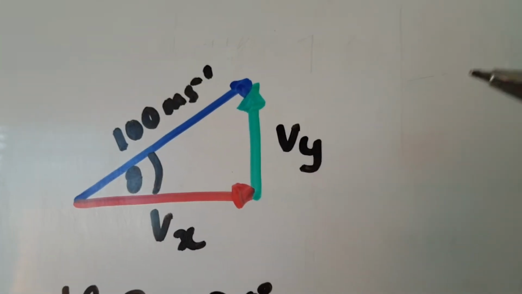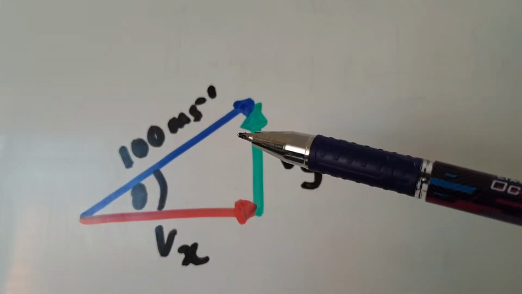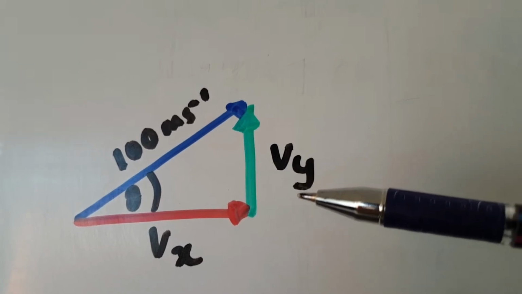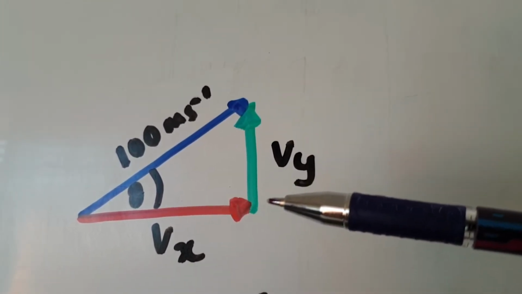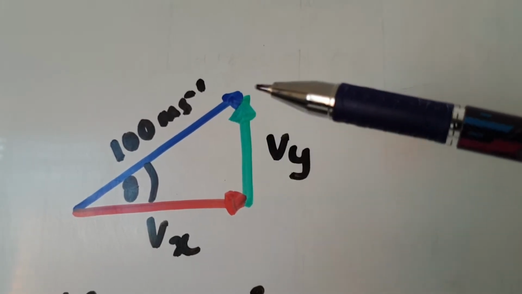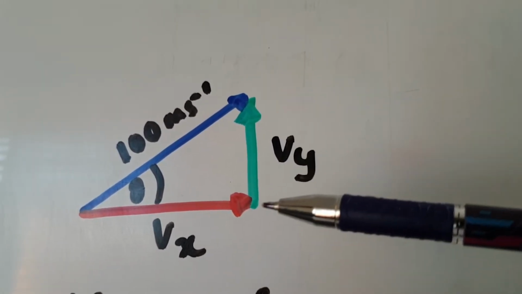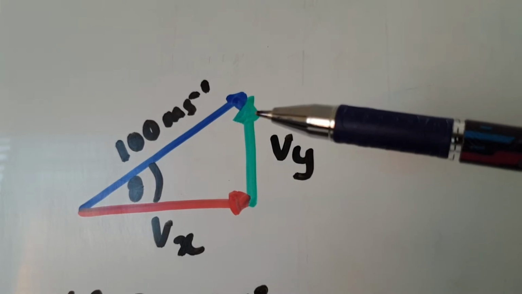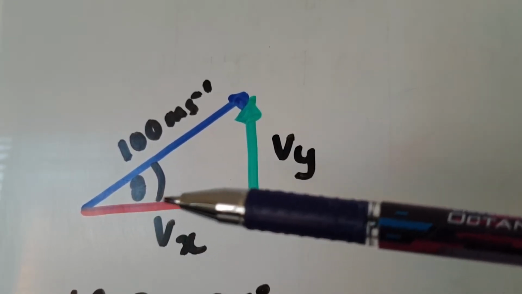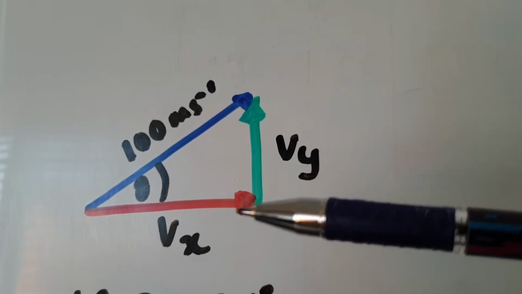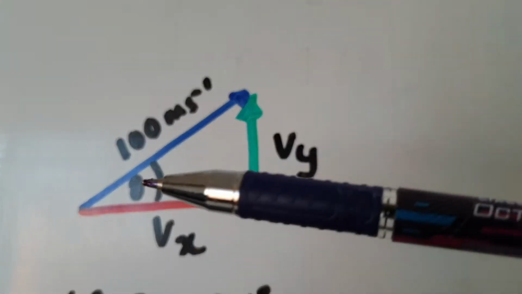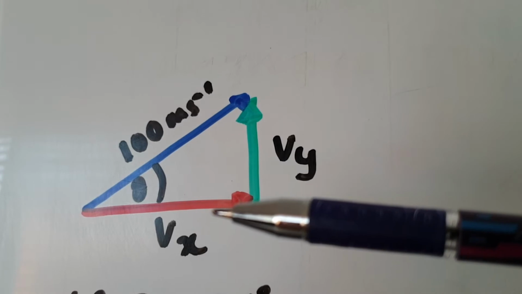And this is what we do. So the blue arrow shows the velocity of the aircraft, which is the resultant velocity, and it's actually made up of two components. It's made up of a vertical component, Vy, which tells you how fast it's going upwards, and it's also made of a horizontal component, Vx, which tells you how fast it's going forwards. Now let's assume that angle is 20 degrees.